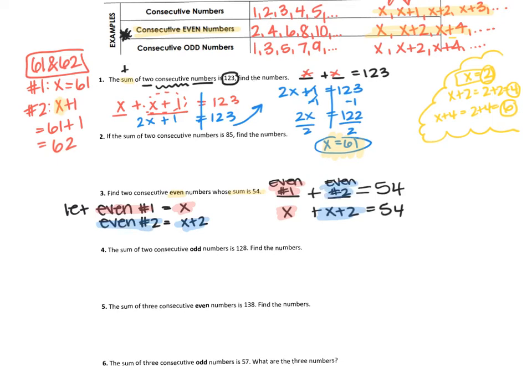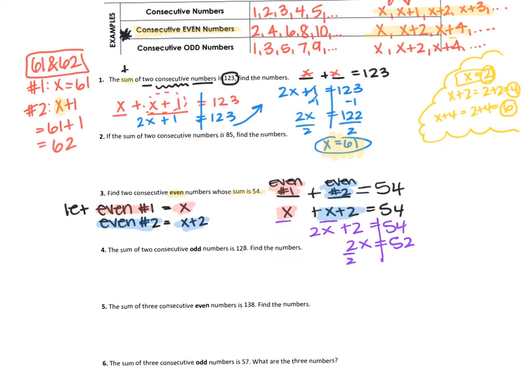So now we have an equation to solve. First we're going to combine like terms. We have an x and an x, which makes 2x plus 2 equals 54. Subtract your 2, and you get 2x equals 52.